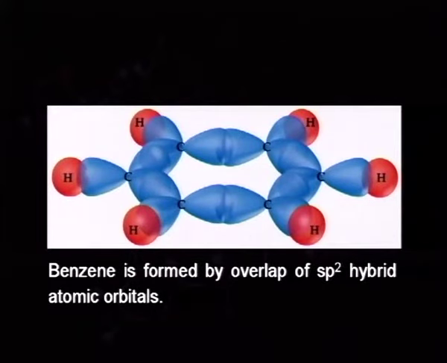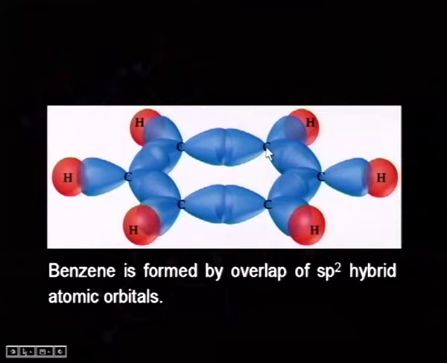To understand overlapping of hybrid atomic orbitals, we can discuss the case of benzene. As we can see, in benzene, each carbon atom is sp2 hybridized. Each carbon atom having an sp2 hybrid atomic orbital will overlap with its neighboring carbon atom, and in this way a sigma bond is formed.